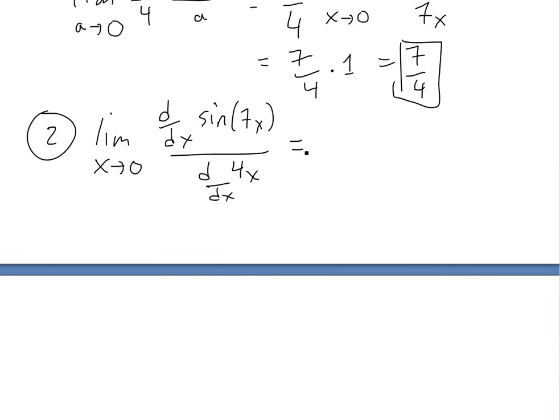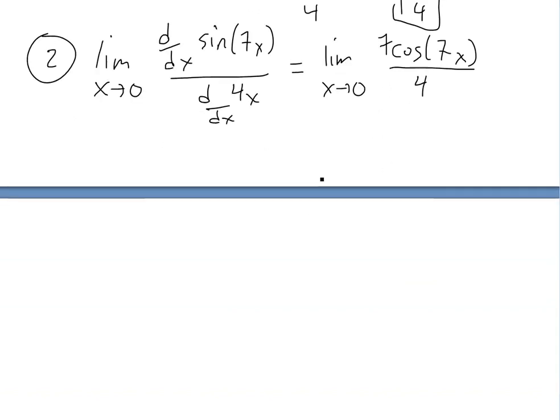This equals the limit as x approaches 0 of, for sine 7x, cosine of 7x, and then using the chain rule puts a 7 in front. Then divided by the derivative of 4x, which is just 4. Now we can plug in 0 inside the cosine, because cosine of 0 is equal to 1. So the answer is going to equal 7 over 4 times cosine of 0, which is 7 over 4 times 1, or 7 over 4.